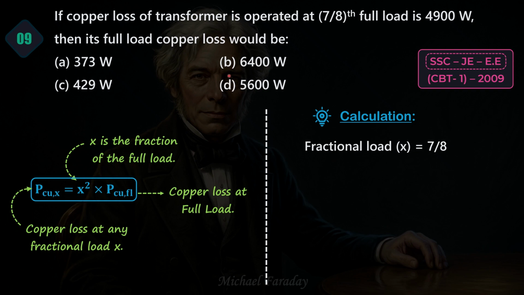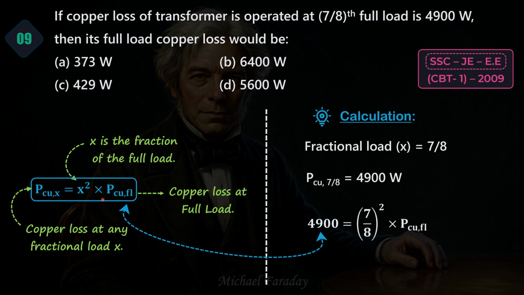The value of X is 7 by 8, given in the question. Copper loss at 7 by 8th of load is 4900 watt. Now put all those values in the given formula. We have an equation like this: 4900 is equal to 7 by 8 whole square multiplied by copper loss at full load.